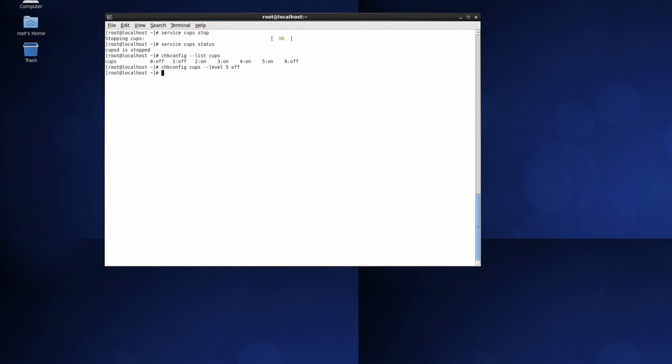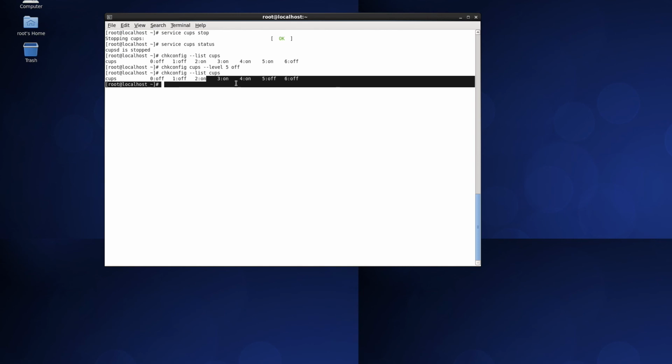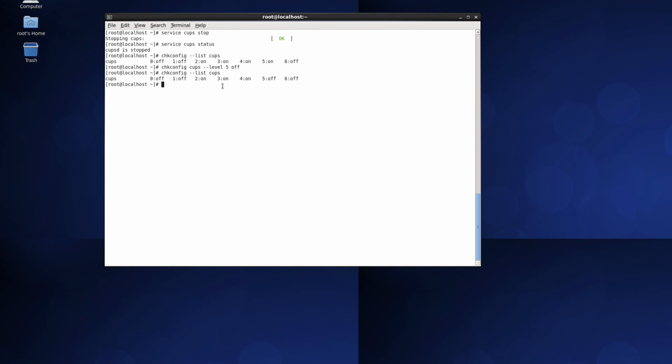Okay? Now watch what this did. I'm going to do another list command, and now look how it turned it off. Before it was on, and now it's off. See that? But it left 3 alone. 3 is still on. See how that works? If I don't care what run level, and I just want to turn cups off altogether for any run level that starts up, I could just do this: chkconfig cups off. And now watch what it'll do. It's off for all of them. Look at that. For 5, 4, 3, 2, and 1. It's off for all of them.